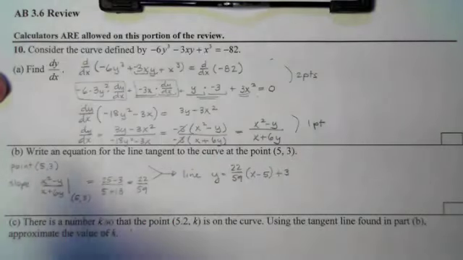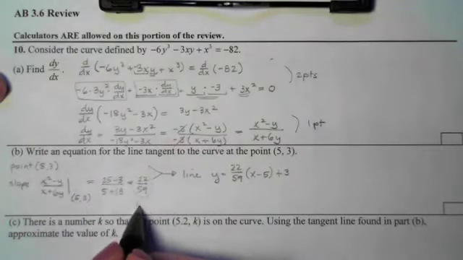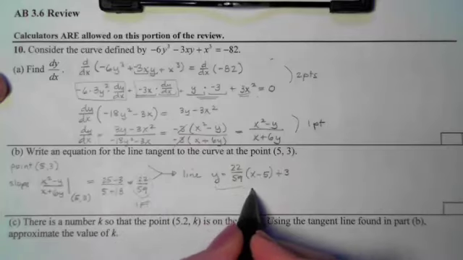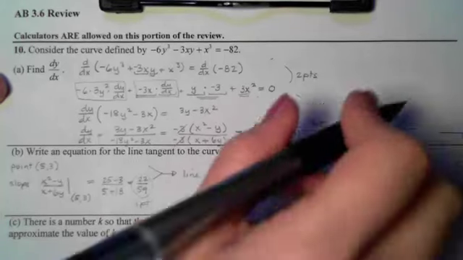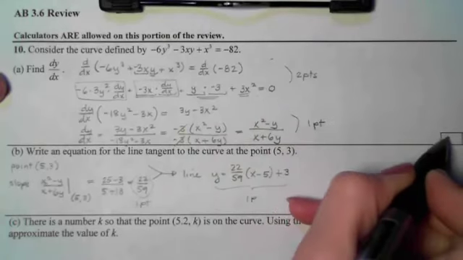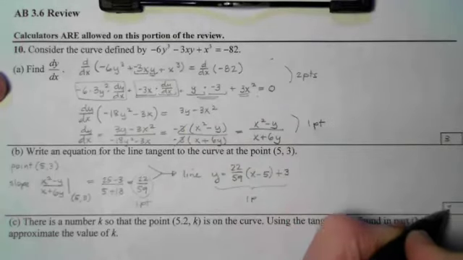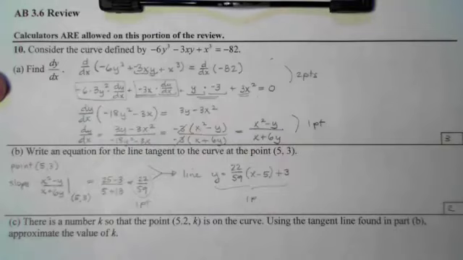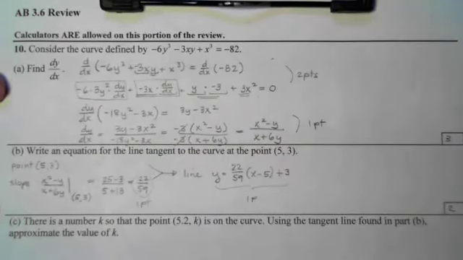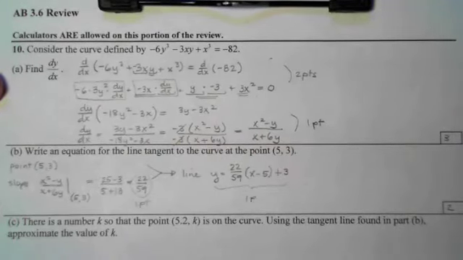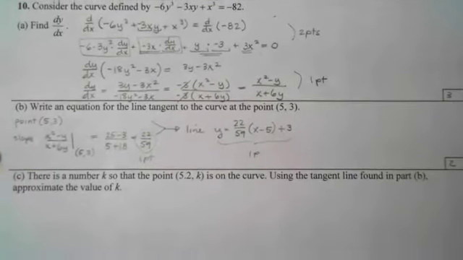This is worth 1 point for the slope and 1 point for the line. So far we are up to 3 points plus another 2 points. We've done 5 points already. We've got 4 more left and 3 more parts. So that tells you these final parts aren't worth a whole lot.